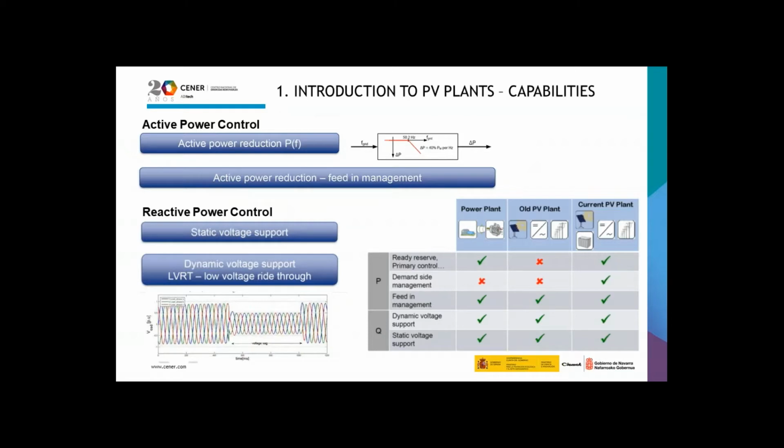Current photovoltaic plants must have the capacity to manage the electrical power generated, both active and reactive power. The active power control represents the control of the frequency of the utility grid, and the reactive power control represents the static voltage support of the utility grid and the dynamic voltage support of low voltage ride-through. Due to the use of power electronics elements, photovoltaic plants have a higher level of control than conventional electric power plants.